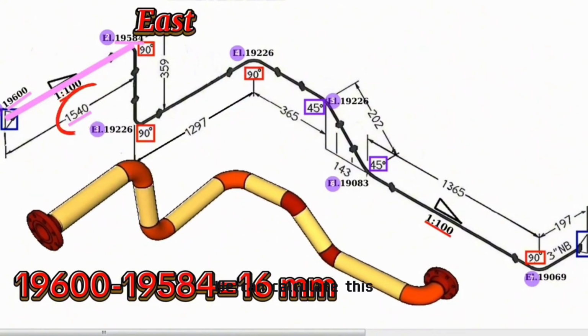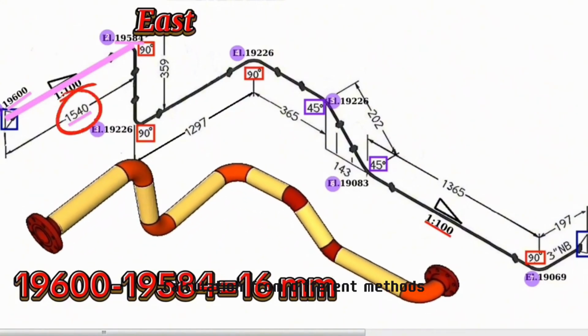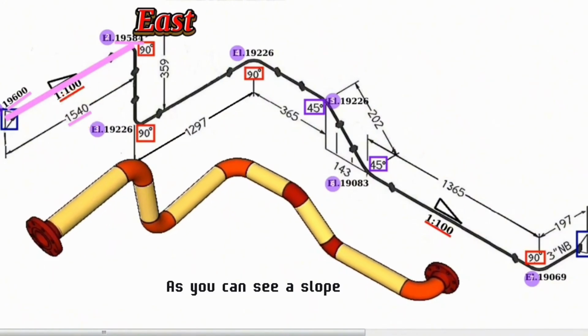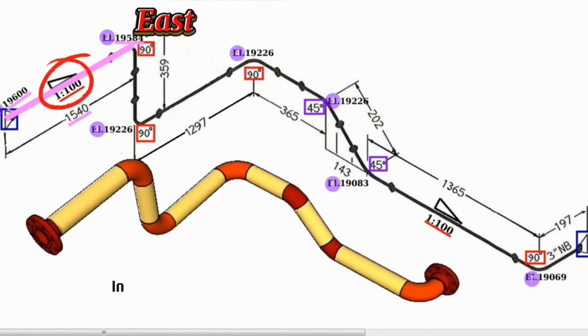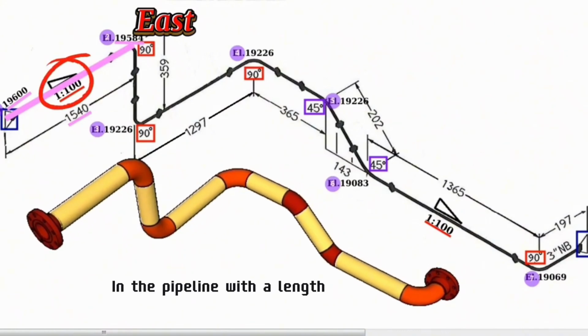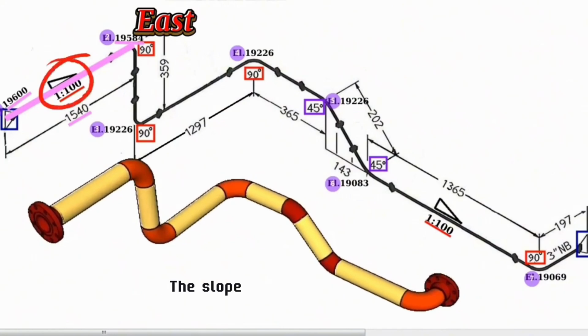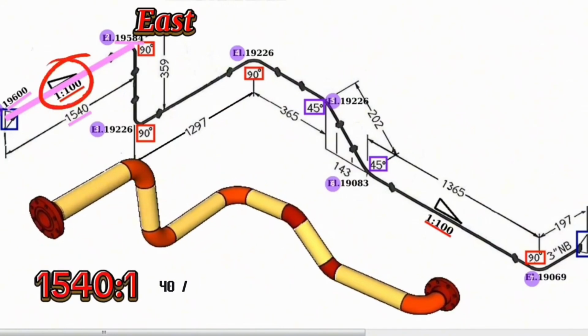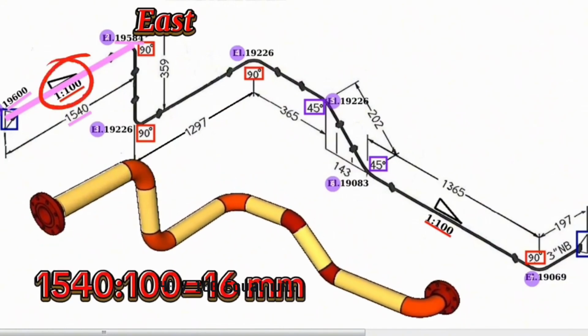We can do this calculation by a different method. As you can see, a slope of 1:100 is shown in this part of the pipeline. In the pipeline with a length of 1,540 mm, the slope at this ratio will be 1540 divided by 100, which equals 16 mm.